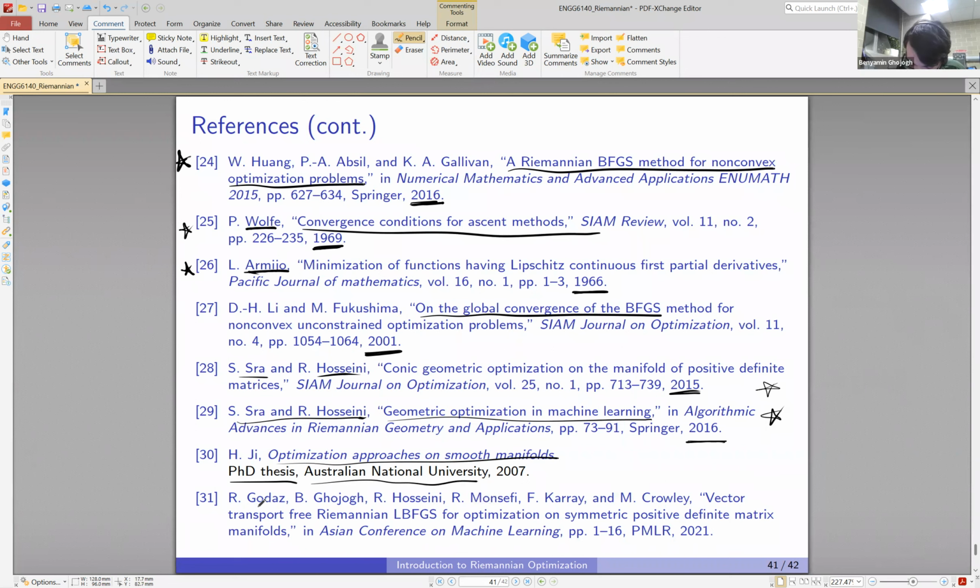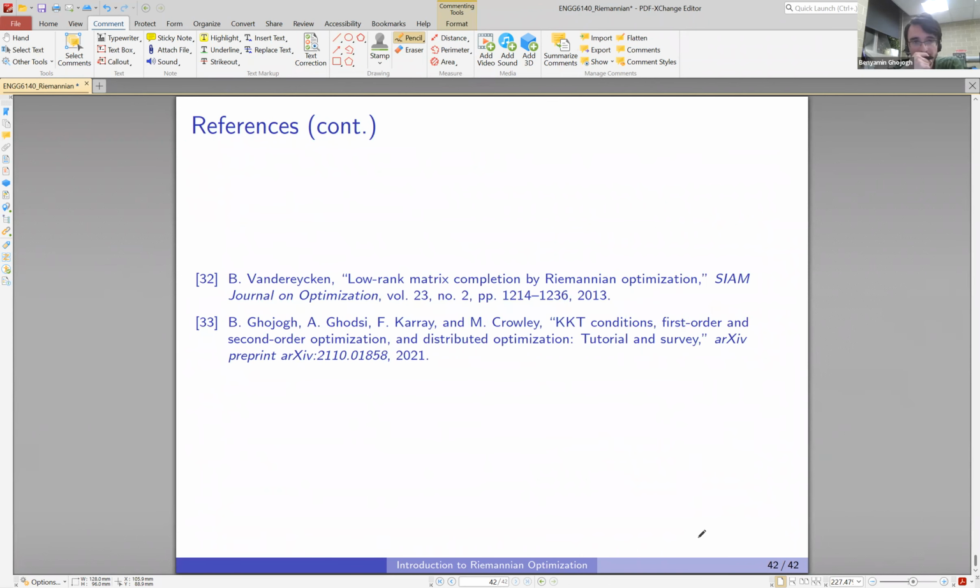This is our paper. Two of the co-authors are Reza Godaz and Reshad Hosseini. So we have proposed vector transport-free Riemannian LBFGS for optimization on symmetric positive definite matrix manifolds in ACML 2021. This is Low-Rank Matrix Completion by Riemannian Optimization in 2013, and this is our tutorial paper, my tutorial paper on optimization.